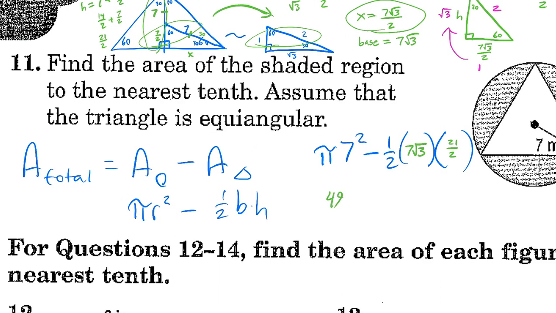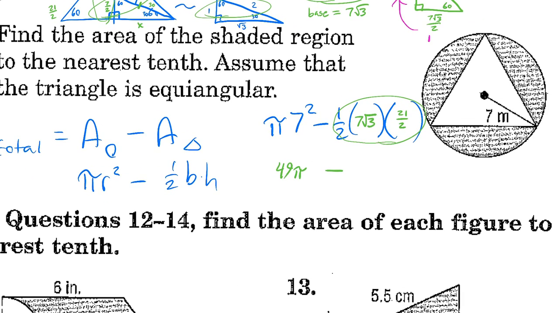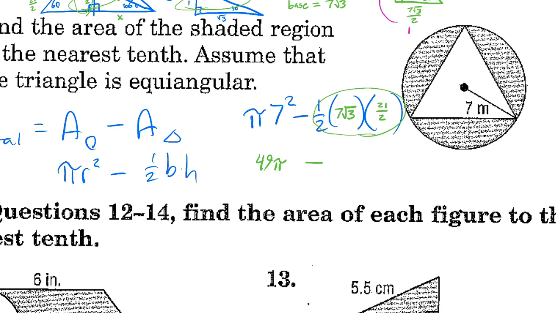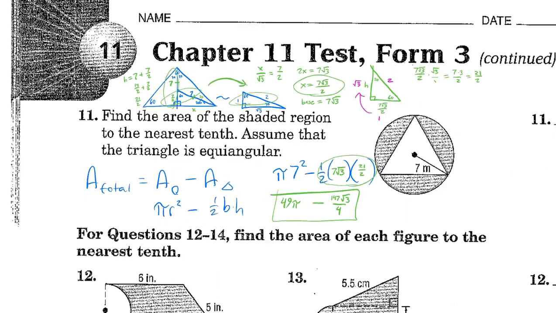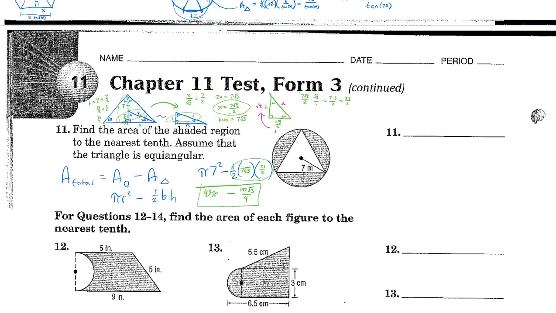We get that 49 pi for the circle minus, and then we just have to clean this up a little bit. Top times top and bottom times bottom. We get a 4 on the bottom. And then on top, we get 21 times 7 root 3, which is just 21 times 7, or 147 root 3. And we can't simplify that anymore. It just says find the area, so it didn't tell us to round it, so I'm going to leave it like that: 49 pi minus 147 root 3 all over 4.